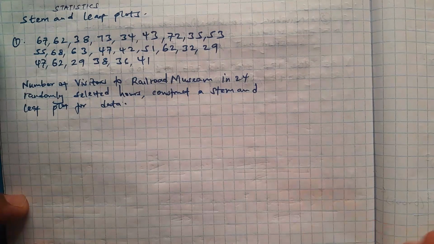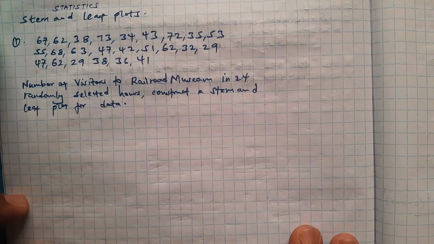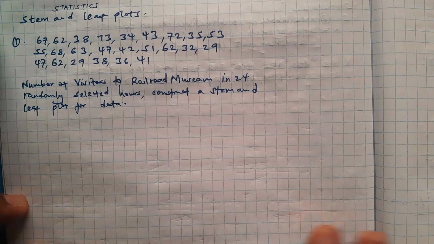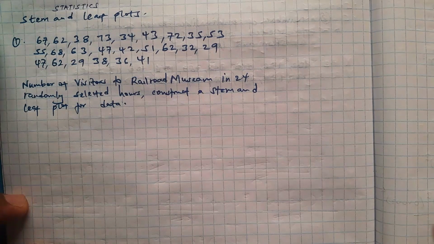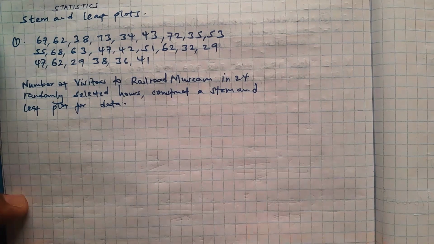We are looking at statistics. In statistics, we are looking at stem and leaf plots. Now, we have been given a set of variables, and we are told that these are the number of visitors to Railroad Museum in 24 randomly selected hours. And we have been asked to construct a stem and leaf plot for the data that has been provided.